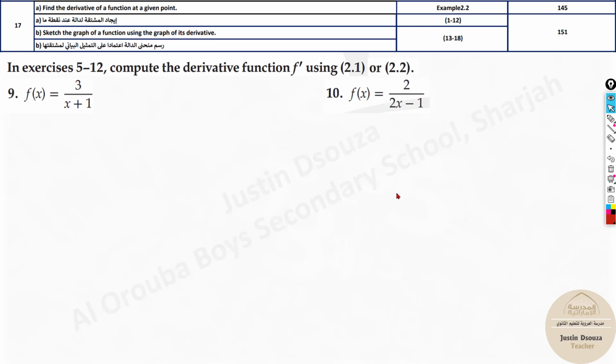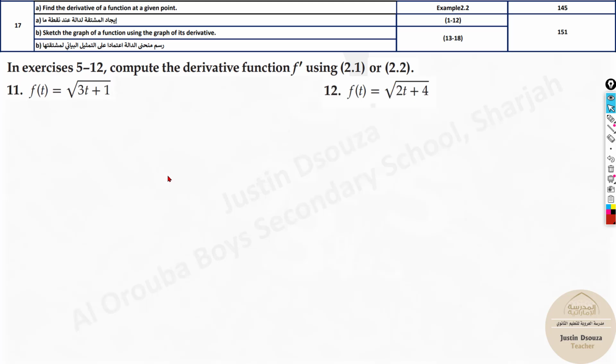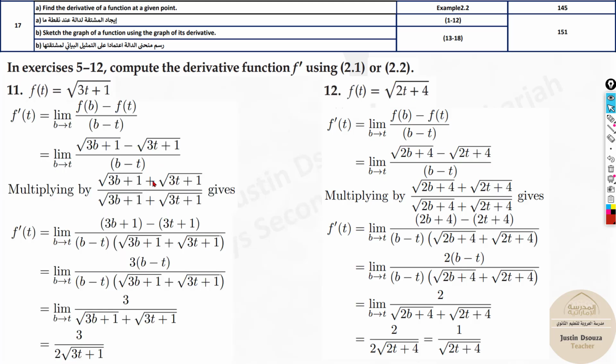Please do try them by yourselves and then check for the answers. If you're doing the derivative method, take this power up, it will be x plus 1 whole power minus 1, and then solve it up. Same thing here, square root, we know 1 by 2 root x. So here, and then the chain rule. Don't forget the chain rule as well.